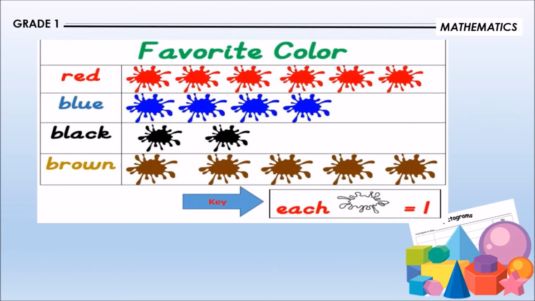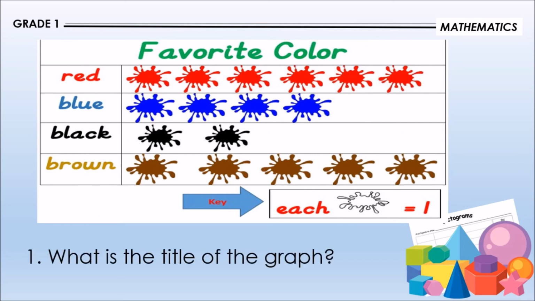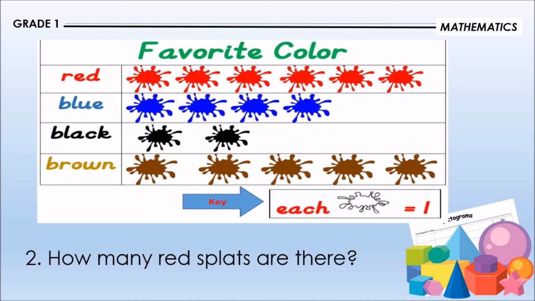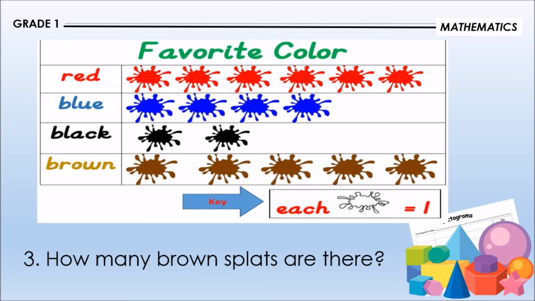The second graph is all about the favorite color. Question 1. What is the title of the graph? Number 2. How many red splats are there? Number 3. How many brown splats are there?